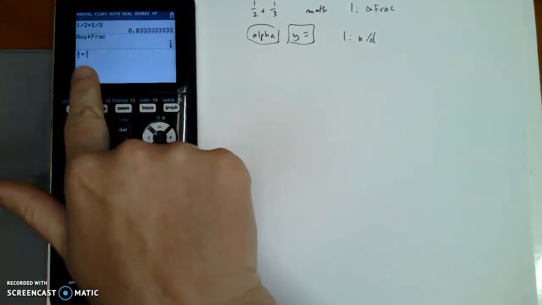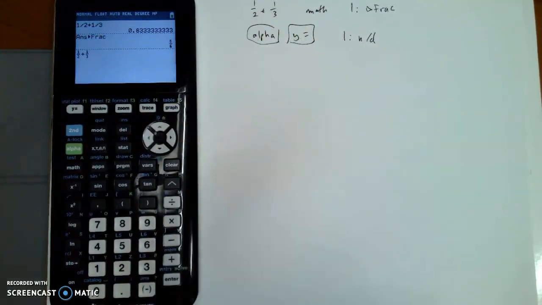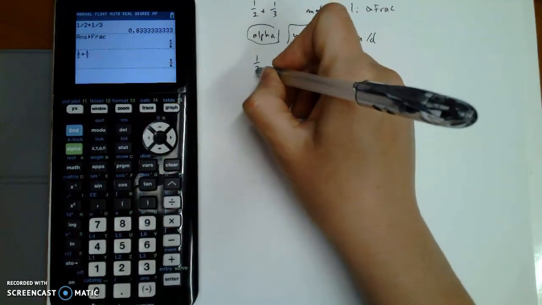Again, I always double check, does what I put in the calculator look like what I have by hand? If it doesn't, I probably need to go back in and fix it. But then let's hit enter. The nice thing about this is my calculator is automatically going to give me an answer as a fraction. And this is especially nice if I'm doing a complex fraction.